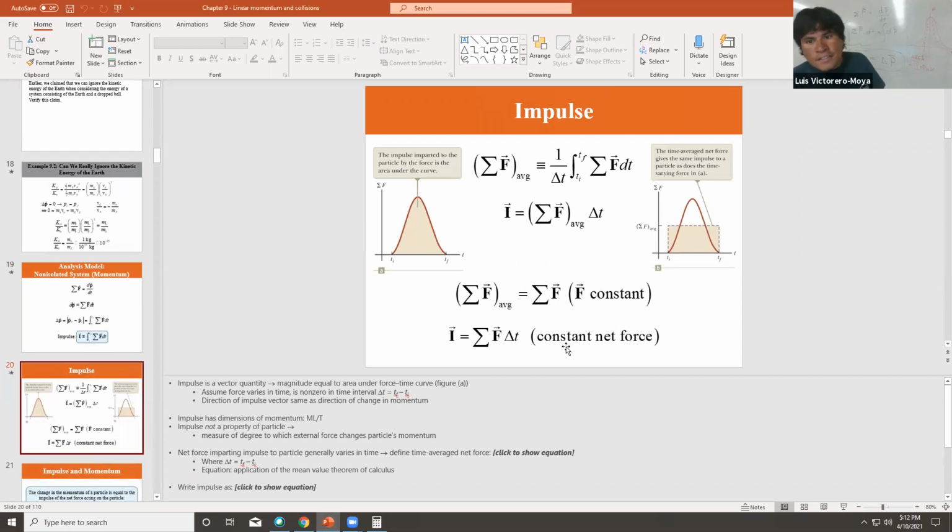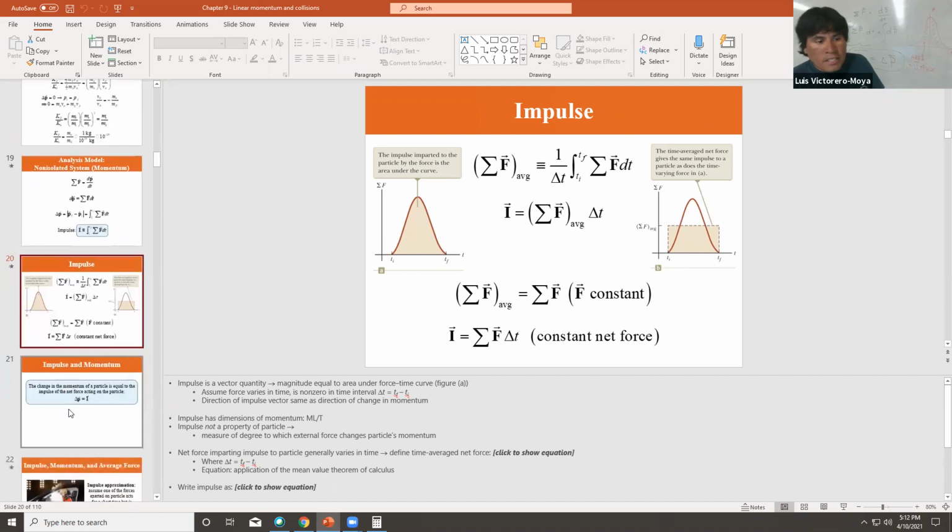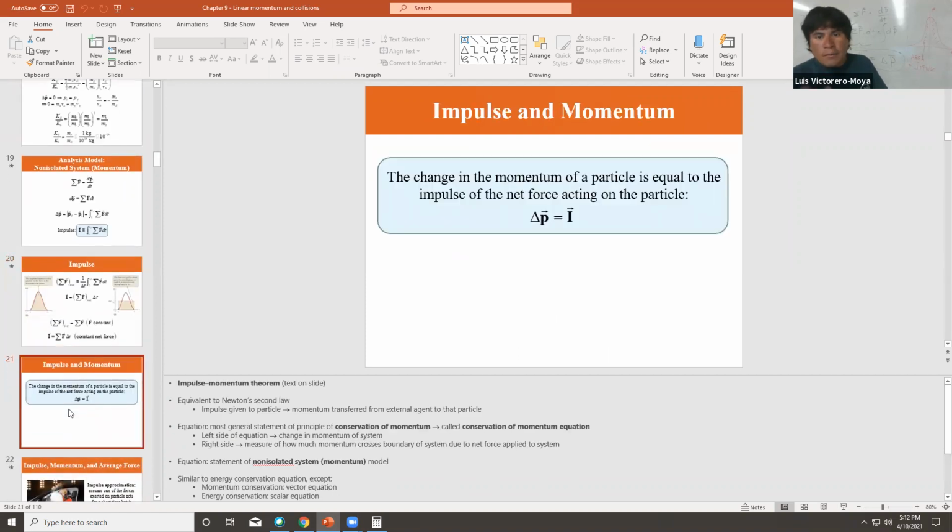Of course, in this case, if you're applying this, not the integral part, you're assuming that the force is constant, but you know that's not always the case, right? So that's why, in general, we define it as an integral, and then we have that the change in momentum is equal to the impulse of the net force acting on the particle.